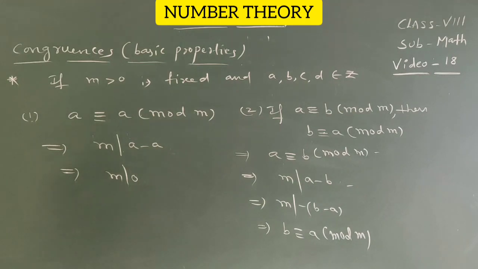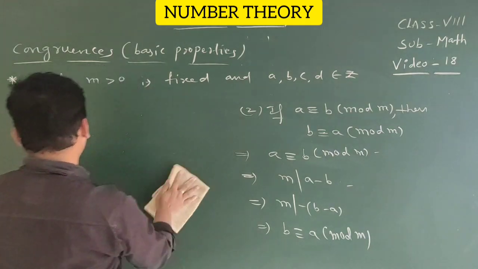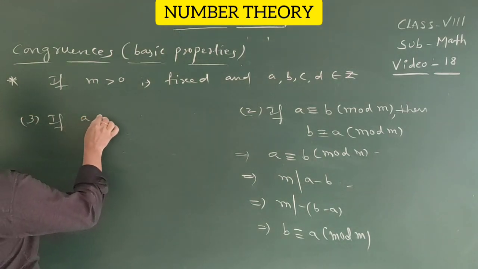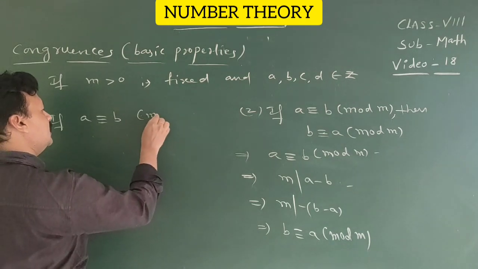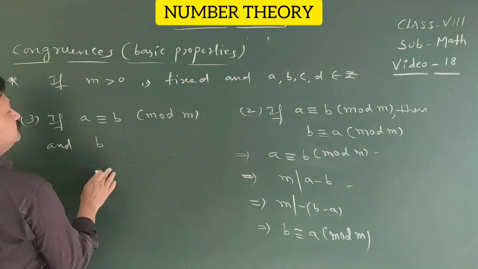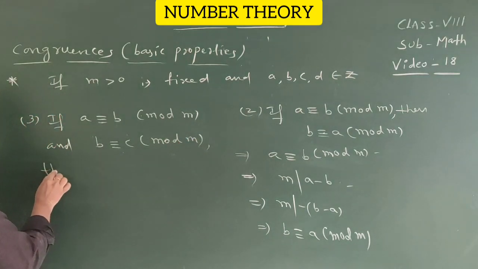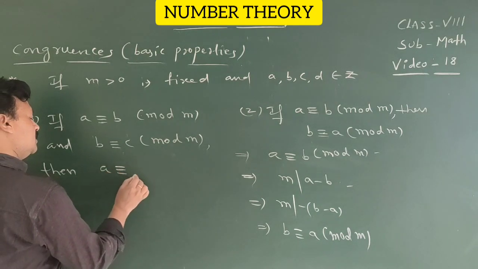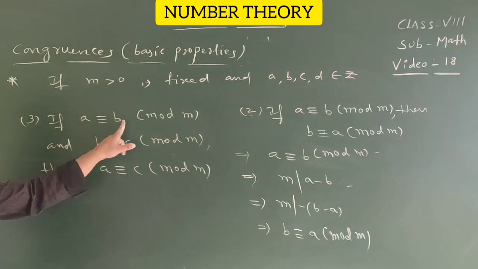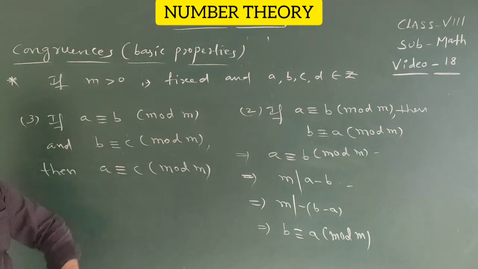Next, third one. If a is congruent to b mod m and b is congruent to c mod m, then a is congruent to c mod m. a congruent to b congruent to c means a is also congruent to c mod m. We need to prove this one.